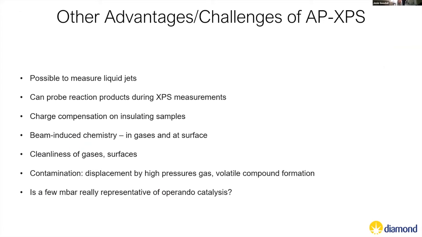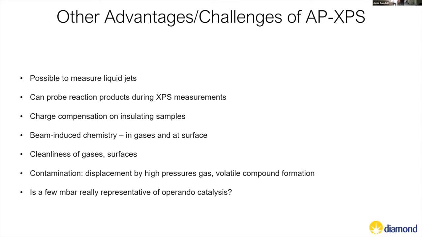Okay, so just to talk about a few other things we need to consider when we're doing ambient pressure XPS. We can do liquids or liquid jets setups. They're pretty common around the world now. We can also probe the reaction products. Because we bring our nozzle really close to the top of our surface, and we're pumping that, we suck out any reaction products that happen. So if you've got a catalyst or something on the surface, we suck those reaction products towards the analyzer, and we can have a mass spec there as well, and look at what's going on in the surface.